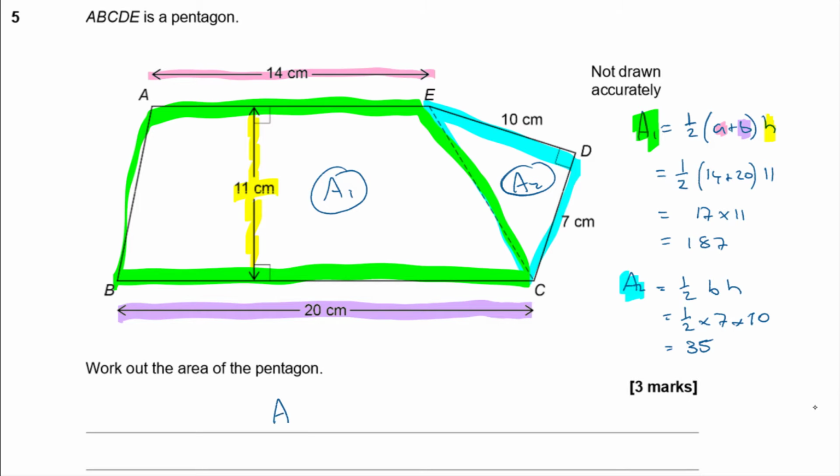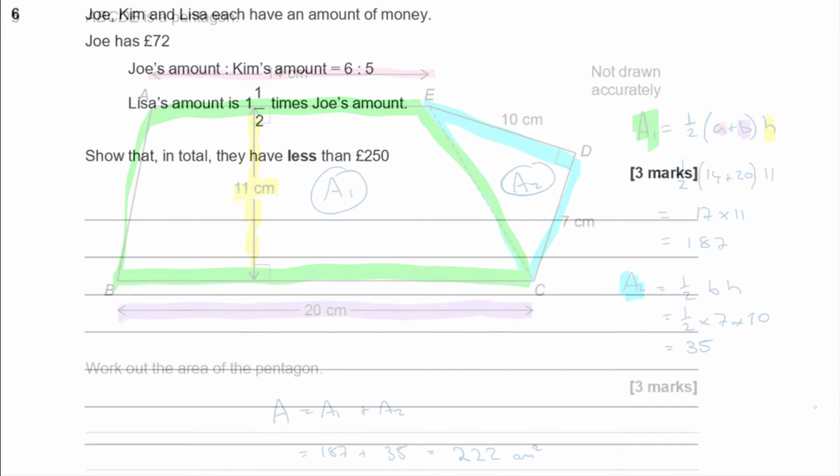So then the area of the pentagon is going to be area 1 plus area 2, which is 187 plus 35. What's that then? 187 plus 35, 222. 222, what's the units? Centimeters squared, isn't it? Okay. 222 centimeters squared.